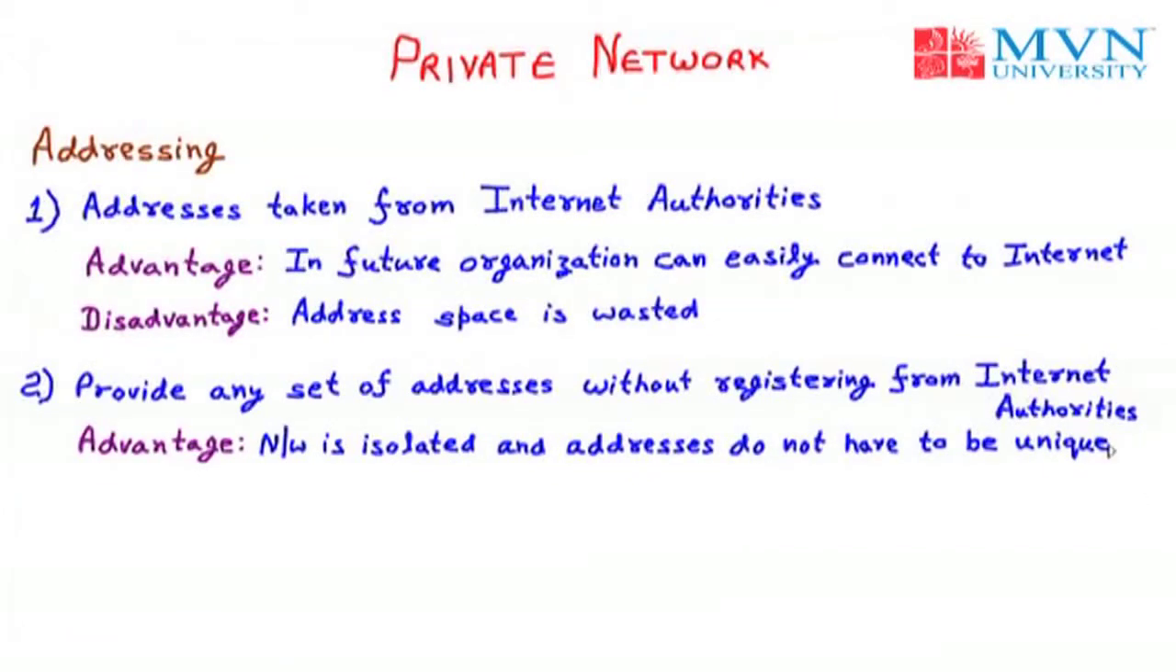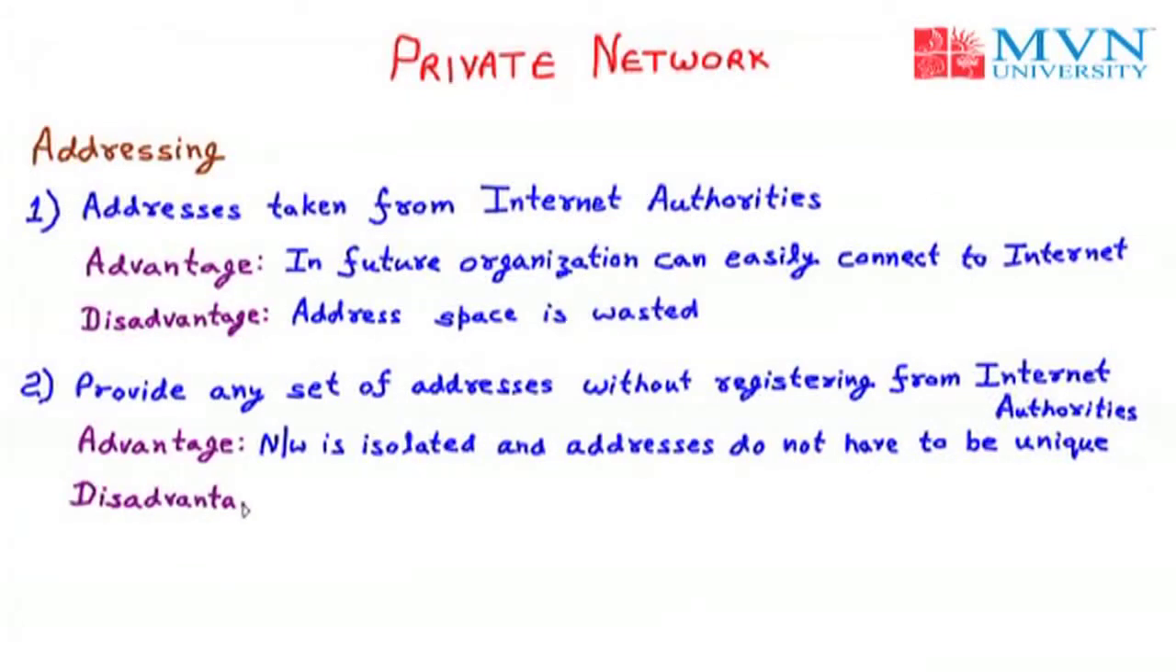For example, we are using our own IP addresses and they need not be unique. That may be matched with the outside, so the inside user may be confused about those IP addresses. Yes, you can provide your own IP address. That is the advantage. But what about the disadvantage? The user can be confused.